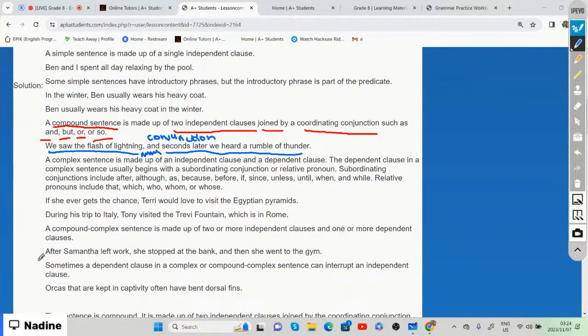During his trip to Italy, Tony visited the Trevi Fountain, which is in Rome. So that is basically a complex sentence, where a complex sentence is made up of an independent clause as well as a dependent clause. And we said a dependent clause in a complex sentence usually begins with a subordinating conjunction.